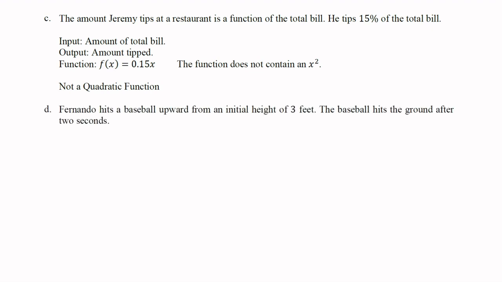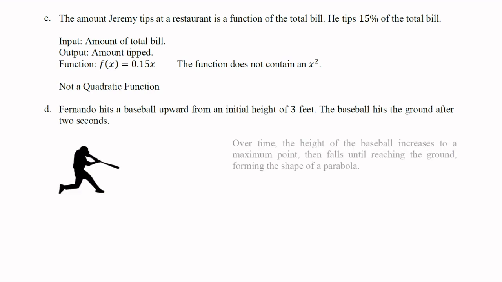Fernando hits a baseball upward from an initial height of 3 feet. The baseball hits the ground after 2 seconds. So think about the flight path of a baseball. Over time, the height of the baseball increases to a maximum point, then falls until reaching the ground, forming the shape of a parabola. So that gives us a quadratic function.